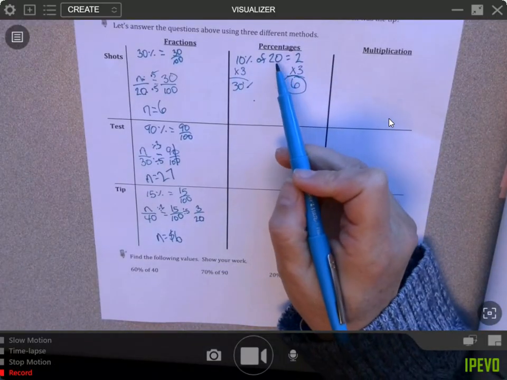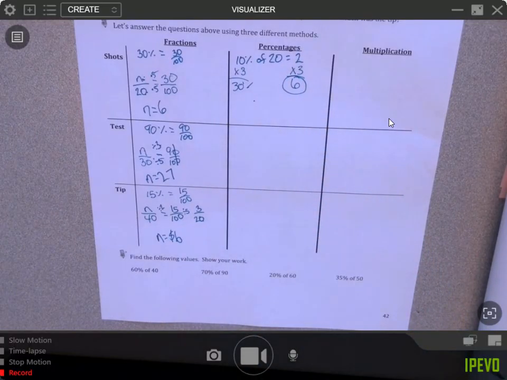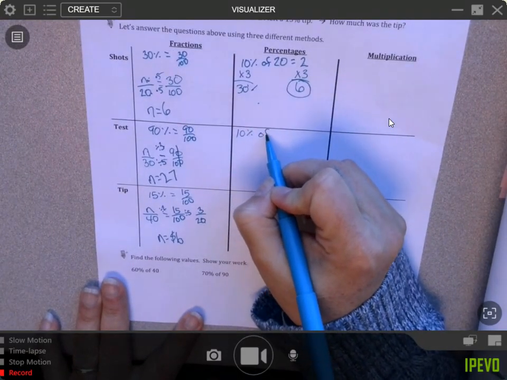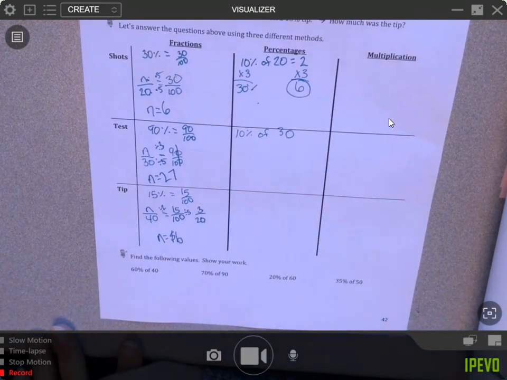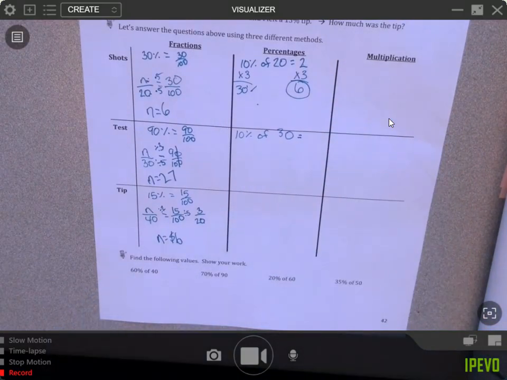Because here I know she took 20. So 10% of 20 we know is 2. So 10%, right? So we worked up from there. So using that logic, what would 10% of 30 be? Because we know the test was worth 30 points. What is 10% of 30? Christina? 3.